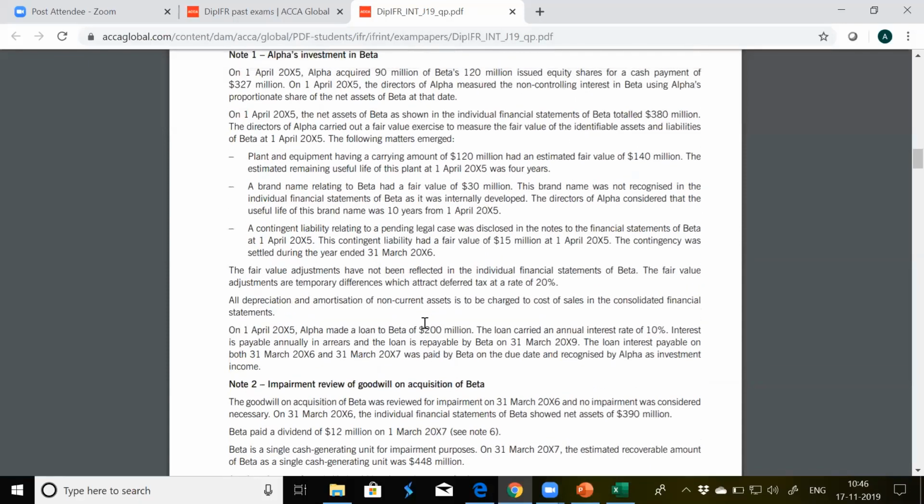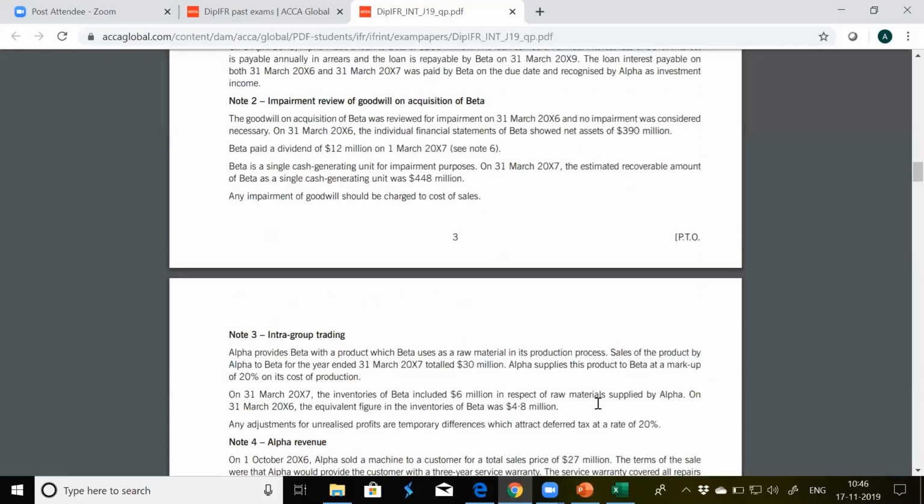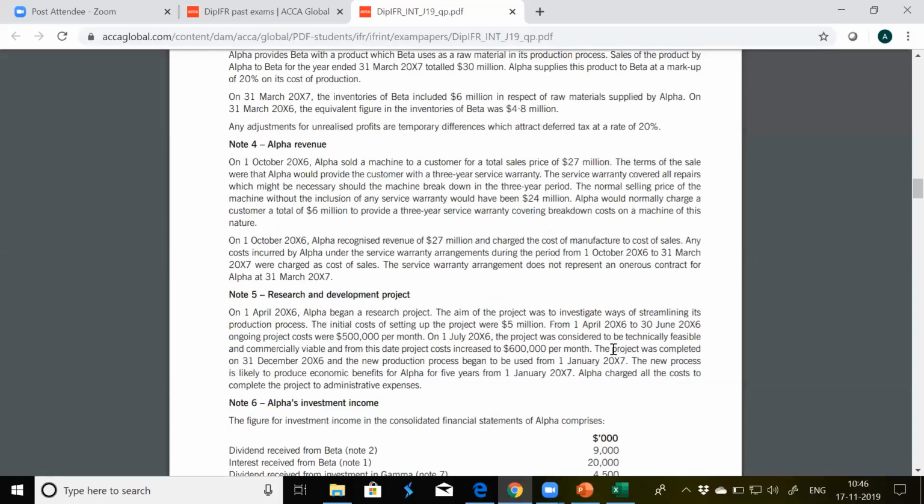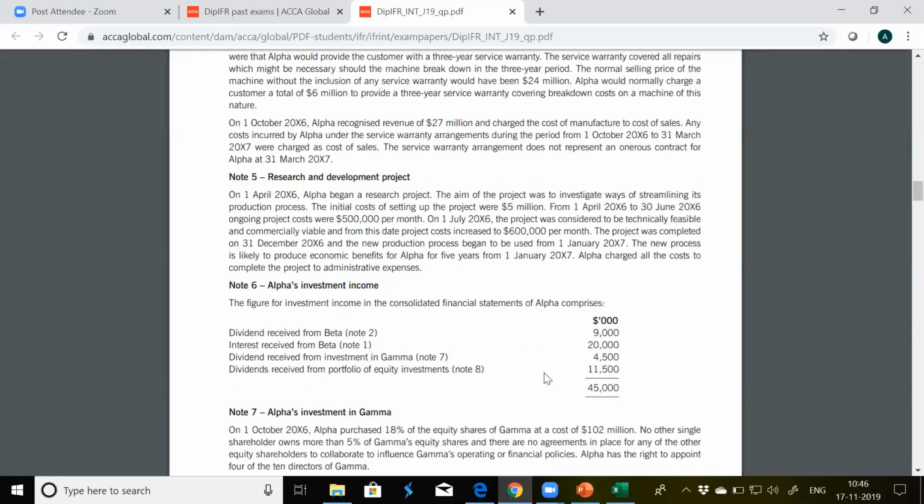Investment income, note number 6. Total 45,000. There is a dividend received from Beta. Interest received from Beta is 25,000. 45,000 we have already dealt with. Dividend received from other portfolio. What about these dividends received from Beta and interest received from Beta? Will they form part of investment income as part of the consolidated income statement, or do we need to exclude them? What do you say?